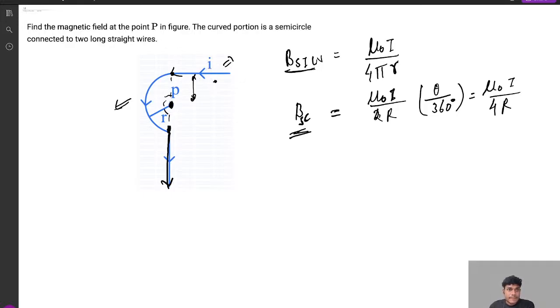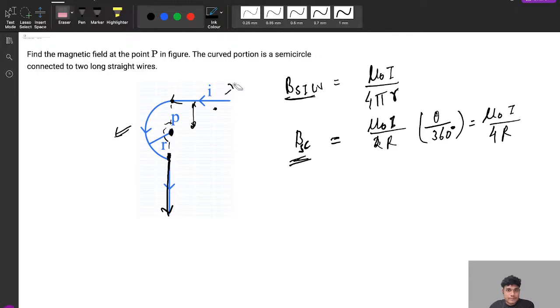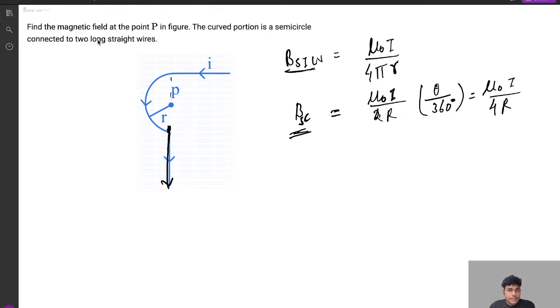If you see the direction due to this, if you apply the right hand thumb rule, okay, keep the thumb in the direction of current and curl the fingers, and the direction of the fingers gives the direction of the magnetic field. So here it is a dot, and for this it is also, I think, a dot, right? Because the direction of current is in the same direction.